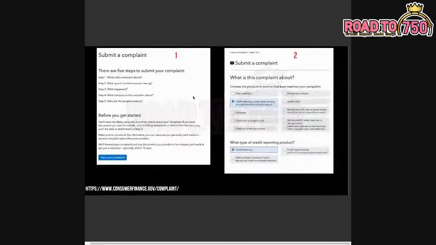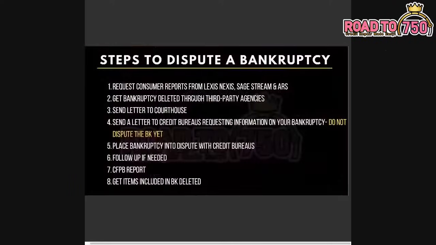All right, so as you can see, that's pretty much it. But I wanted to address one thing. Number 8 is get items included in BK deleted. Once your bankruptcy is deleted from your credit report, all of those accounts that say included in bankruptcy, those old credit cards or loans, you would then dispute the same exact way that you dispute any other charged off account. If you don't know how to dispute a charged off account, I have an entire video on YouTube explaining how. Do not even try to dispute those items before the bankruptcy is deleted, right?